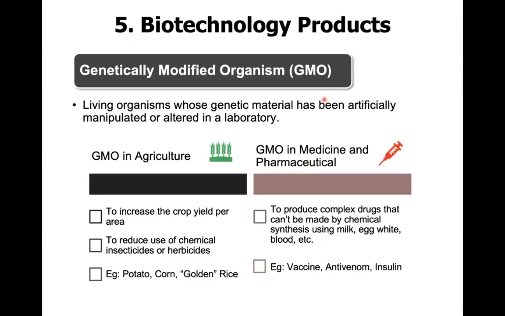Kalau transgenic, dia selalunya melibatkan DNA daripada lain inserted into a new DNA. Kalau GMO, dia tak melibatkan the outside selalunya lah, dia tak melibatkan the outside. Dia akan potong atau edit the gene, the sequence of DNA dalam the original organism sahaja. This is GMO. Okay? Dia tak melibatkan new gene.